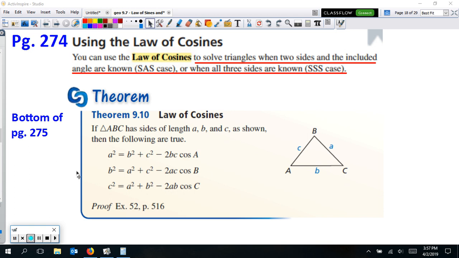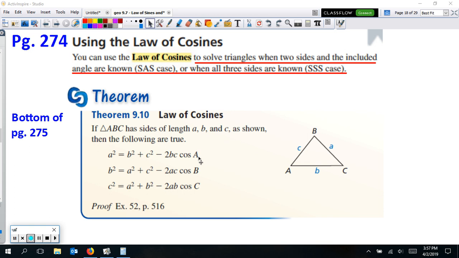If you're going to try to find angle B, you're going to want to use this one. Or angle C, you're going to want to use this one. So basically, whatever angle you're going to try to find, the side gets squared. It's going to equal the other two sides squared added together, minus 2 times those other two sides times the cosine of the angle you're trying to find.